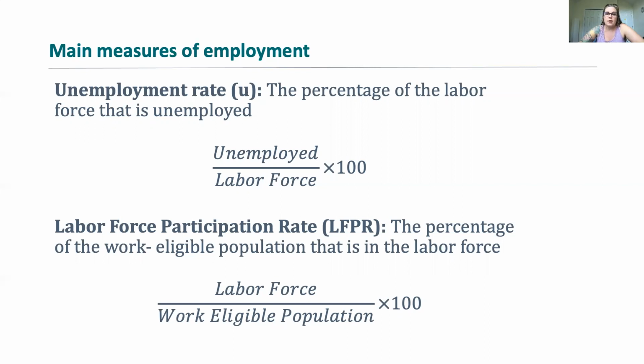Another way to think about employment is to look at the labor force participation rate. This is the percentage of the work eligible population that is actively working, that's in the labor force. So it shows how many people could be working relative to how many people are actually working. It's calculated by dividing the size of the labor force by the size of the work eligible population and multiplying by 100 to turn it into a percent. Remember, work eligible population is anybody who is a civilian, non-institutionalized, and older than 16.